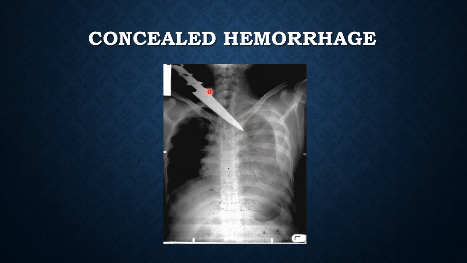Concealed hemorrhage in a stab wound to the chest. The bleeding on the outside may not be significant, but inside the whole hemithorax is full of blood, and there is hemothorax. Blood appears white or gray on X-rays.